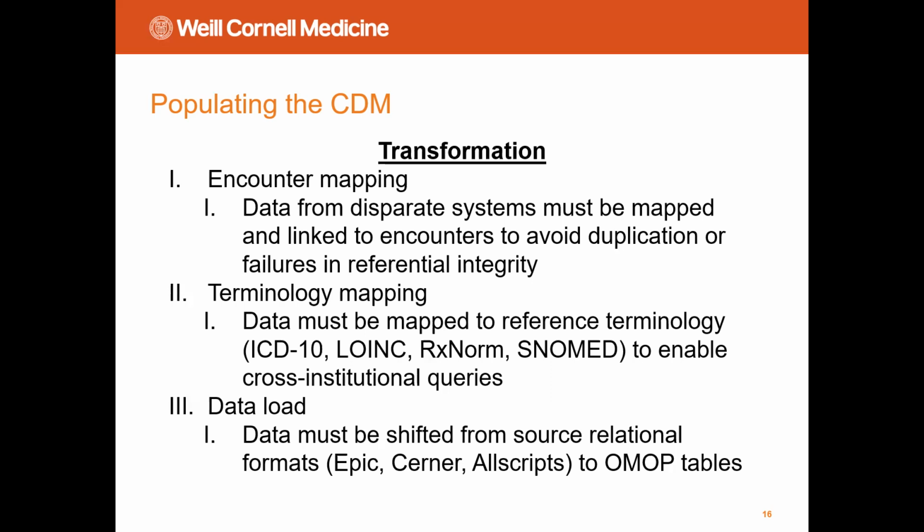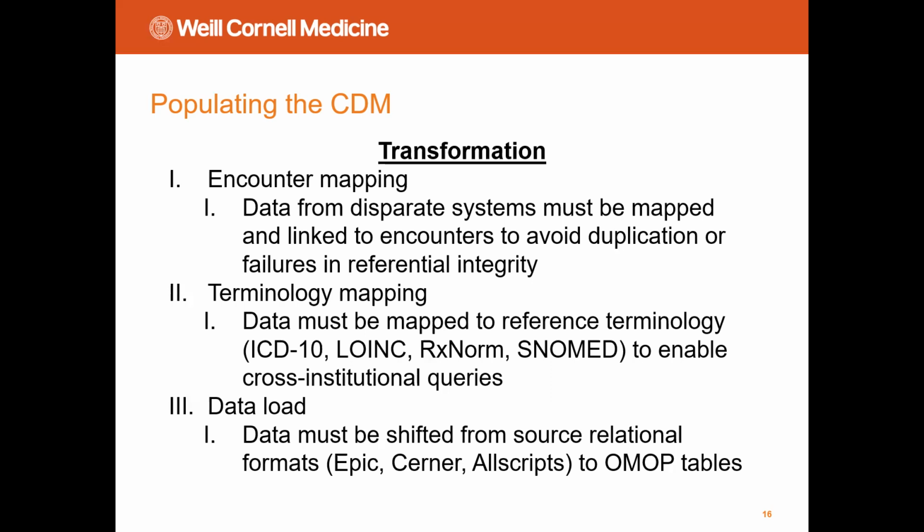That's really the reason why we have things like RxNorm and LOINC and ICD-10: to allow us to compare things, so that what we think of as diabetic retinopathy at Weill Cornell is matchable to the same concept at the University of Alabama, and so on and so forth.